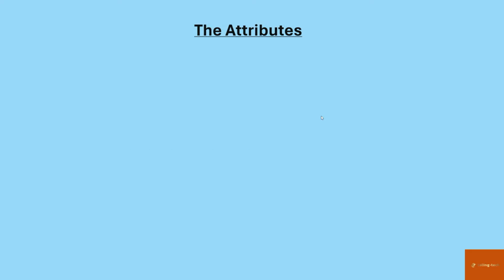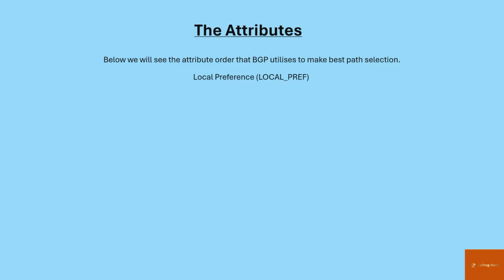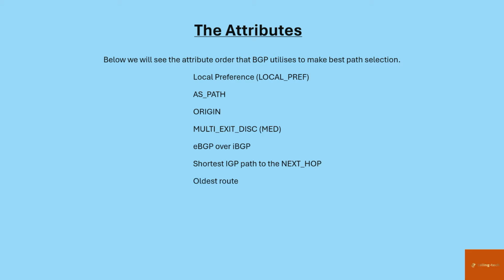So what are the attributes? Below, we're going to see the attribute order that BGP utilizes to make that best path selection. So it'll take local preference, it'll take the AS path, it'll take the origin, it'll take the multi-exit discriminators, eBGP over iBGP, shortest IGP path to the next hop, oldest route, lowest BGP router ID.